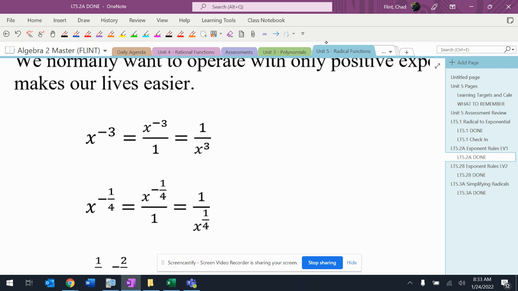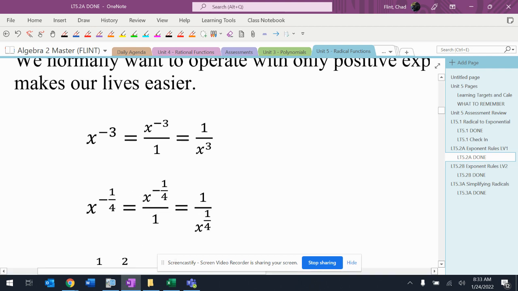So if there's no fraction, you can put it over one. All right, so if I have x to the negative third, I end up with x to the negative third over one. I flip it to the bottom, and it becomes a positive exponent.